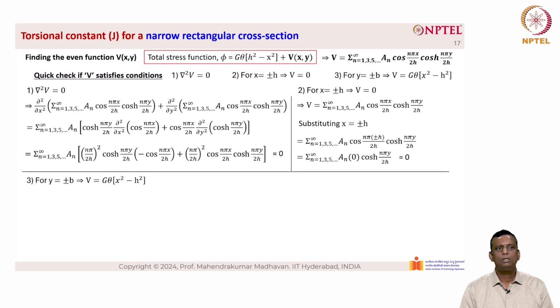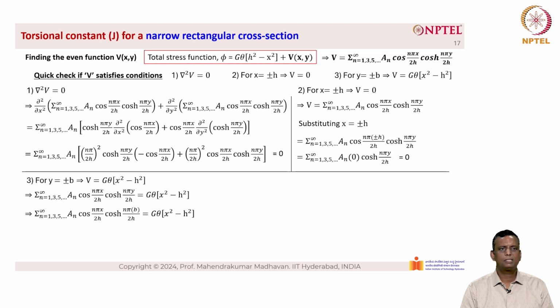For the third one, for y equal to plus or minus b, v equal to g theta into (x square minus h square). When we substitute that, we have the equation on the left hand side, which is sigma n equal to 1, 3, 5 up to infinity a_n cos(n pi x by 2h) into cosh(n pi y by 2h) equal to g theta into (x square minus h square). When we substitute the value of b, we get the following equation. We can further simplify this equation by substituting c_n equal to a_n into cosh(n pi b by 2h). So we get sigma n equal to 1, 3, 5 up to infinity c_n into cos(n pi x by 2h) equal to g theta into (x square minus h square).